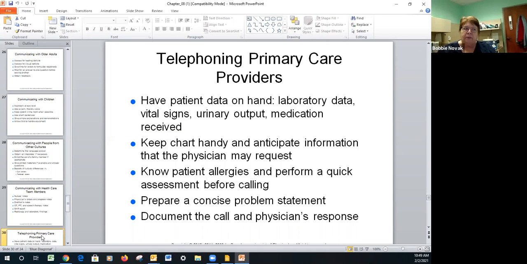Okay, know the patient's allergies, because if the doctor's going to order medication, you need to know if that's safe for your patient. Okay, prepare a concise problem statement. Okay, remember, when you're doing an SBAR, the first thing we're going to tell them is the situation. Why are we calling? All right, and then document that you call the physician and their response.